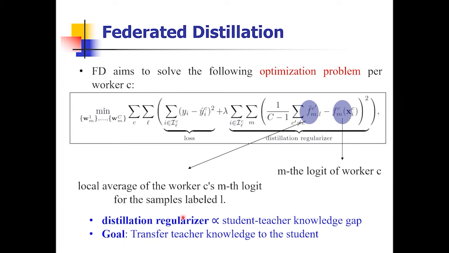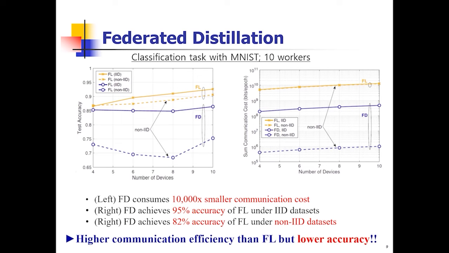And then this distillation regularizer, as I said before, is the knowledge gap that the student has. The teacher is there to help the student train faster, but also reach the same accuracy as the teacher. This is essentially what federated distillation does.